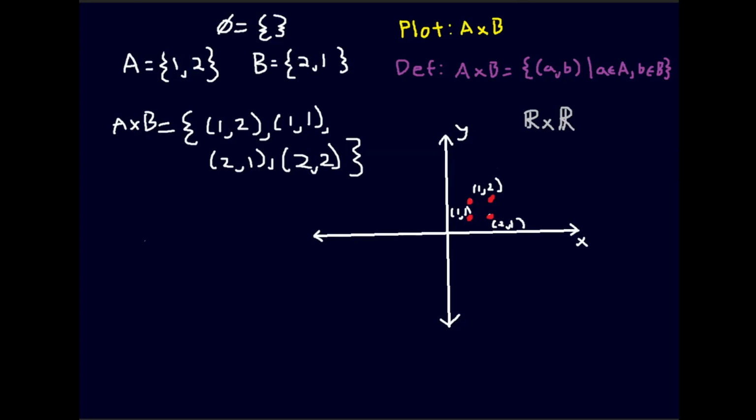Then yeah, that is Cartesian products in a nutshell. Hopefully these examples made things a lot easier.